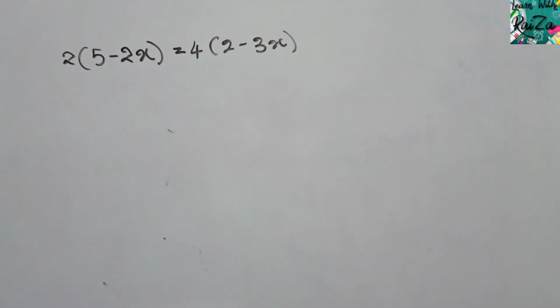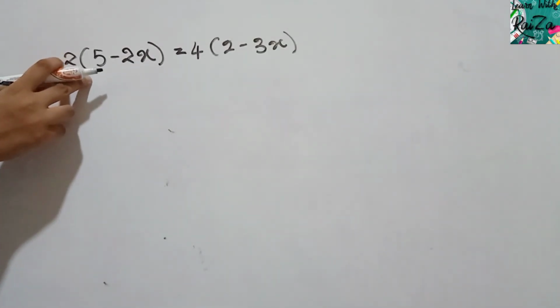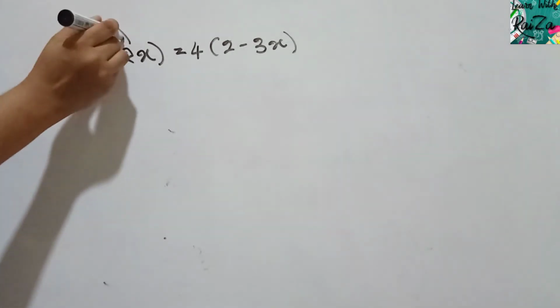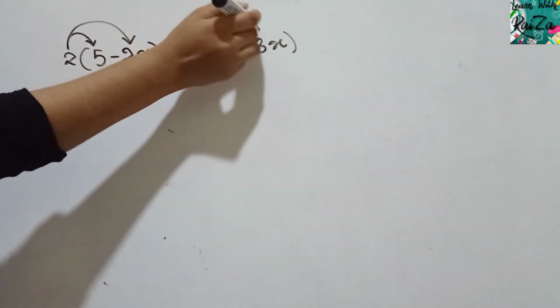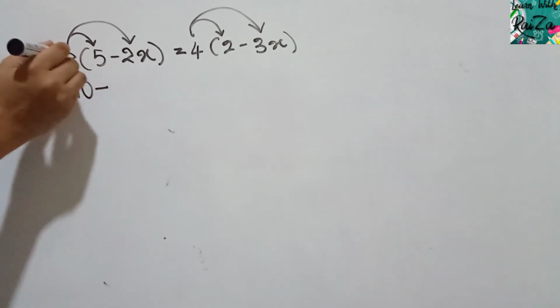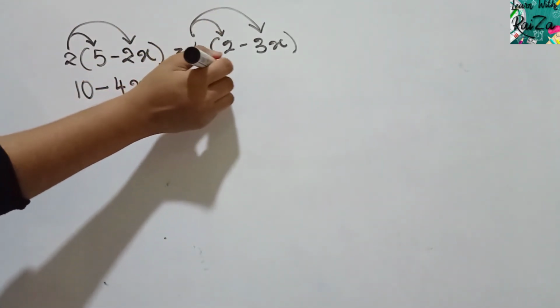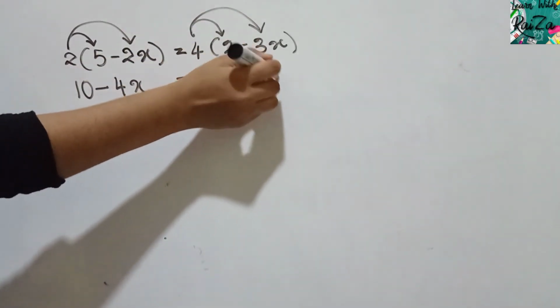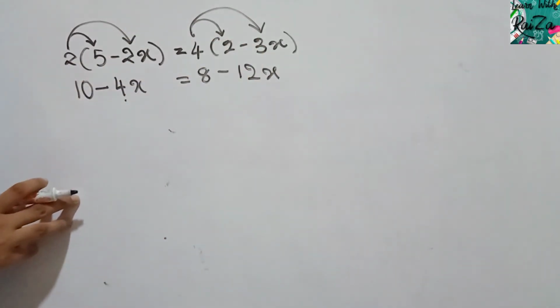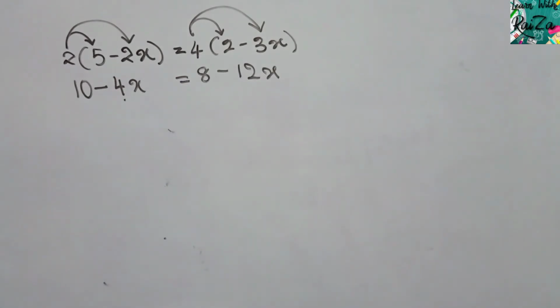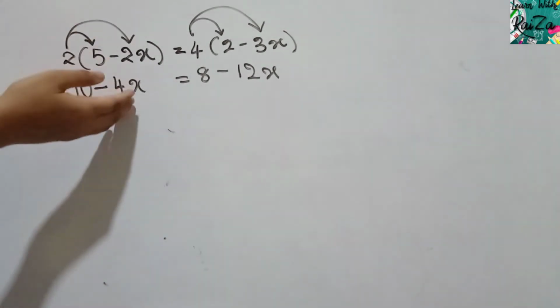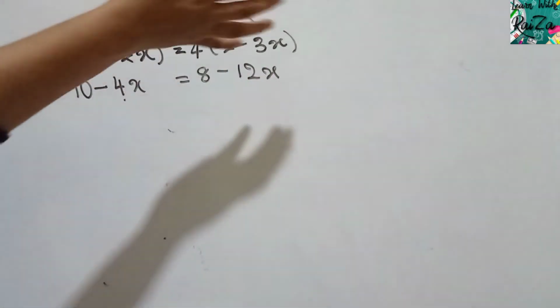Okay, right, the last question. Last but not the least. So what we have to do, we have to solve this equation. So I told you, when simple brackets are given, multiply each term inside the bracket by the term outside. 2 by 5 is 10 minus 2 by 2 is 4x equal 4 by 2 is 8 minus 4 by 3 12x. Can you see like terms? Yes. So now you have to think whom to carry. All the like terms you have to take to one side. X people you take one side, numbers you take to the other side.